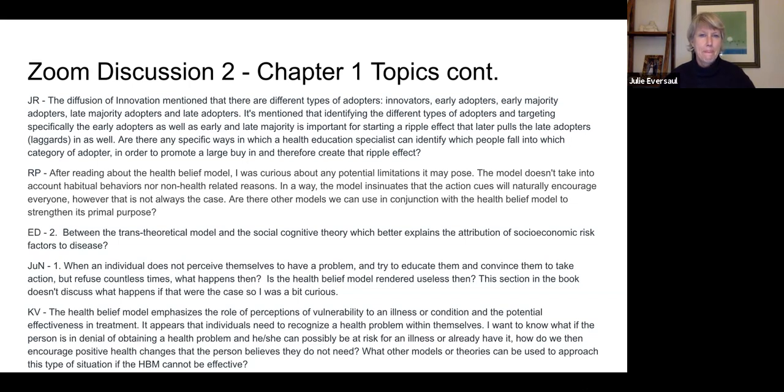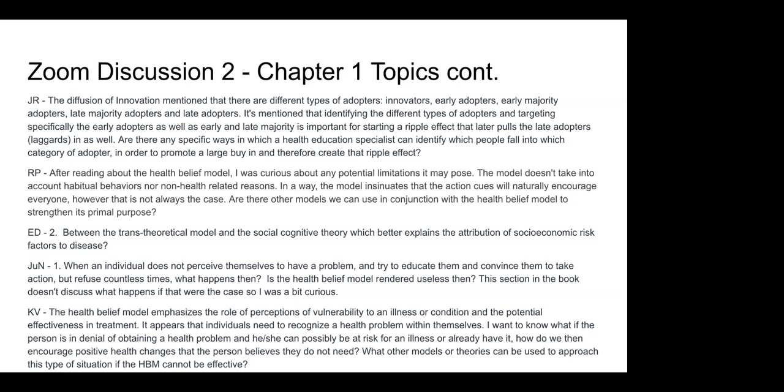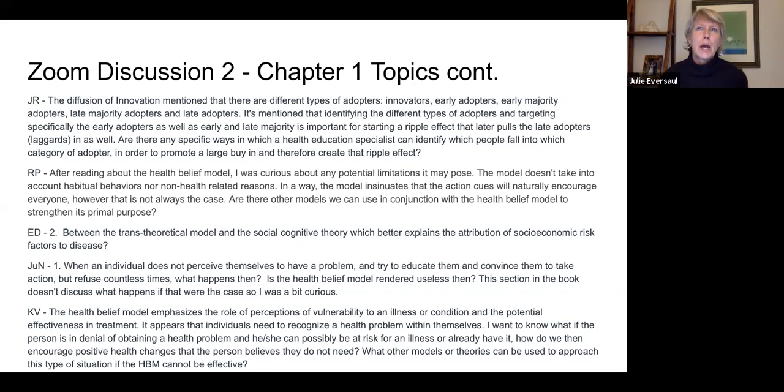Okay. In a sense, yes. Were you saying how it would be used to target education in a certain topic, or what exactly are you asking? If I were to say to you, Susanna, I want you to go out and educate people using the health belief model, how would you do that?